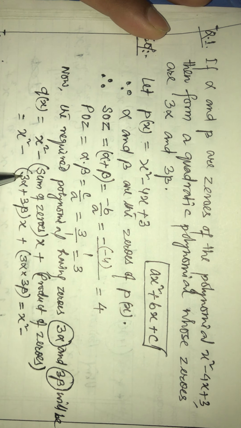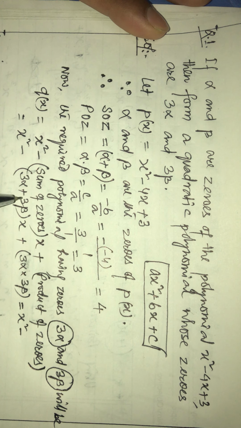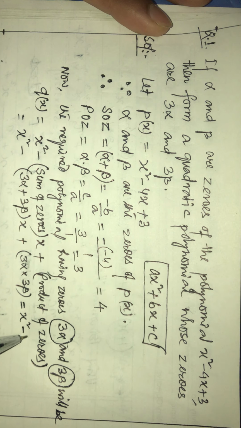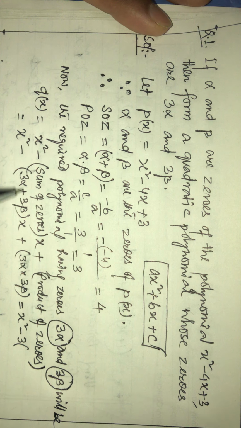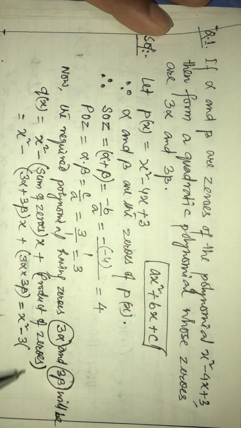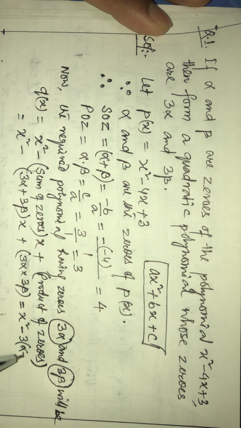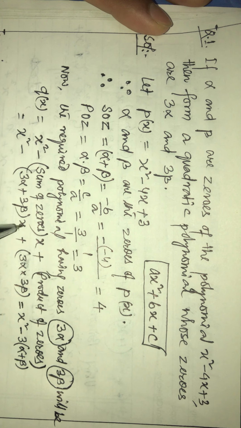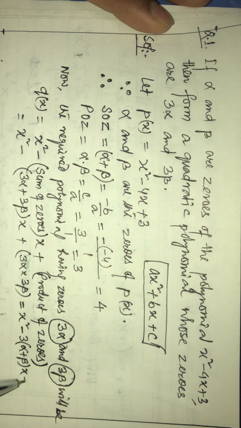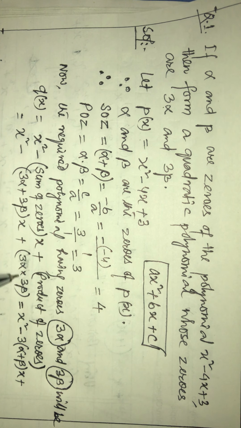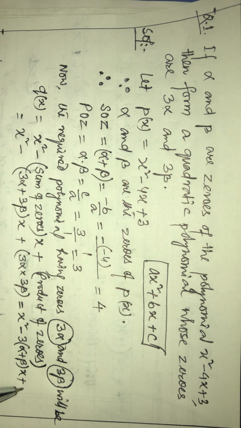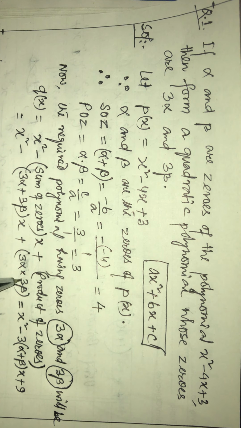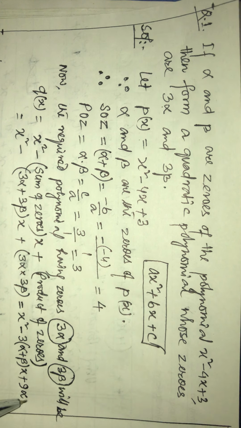Minus, now see here, in 3 alpha and 3 beta, 3 is common, isn't it? So take it out. When I take out 3, I'll be left with alpha plus beta, because these 3 are taken out. So I can write 3 times alpha plus beta, x outside. Okay, plus. Now here if I multiply 3 alpha and 3 beta, it's very simple, 3 into 3 will give you 9, and alpha into beta will be alpha beta.